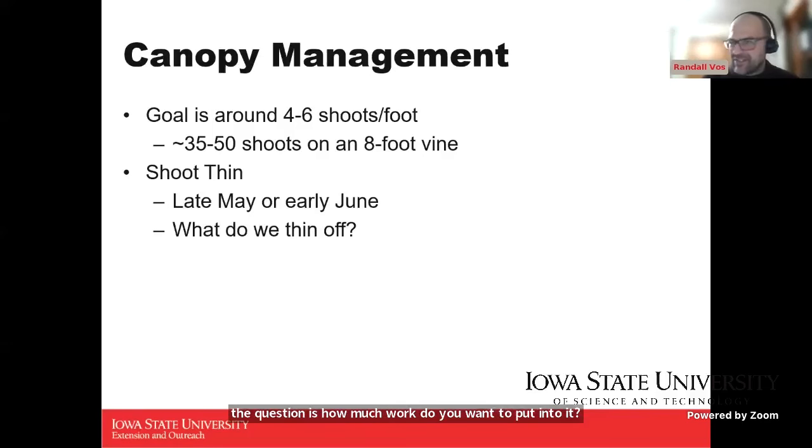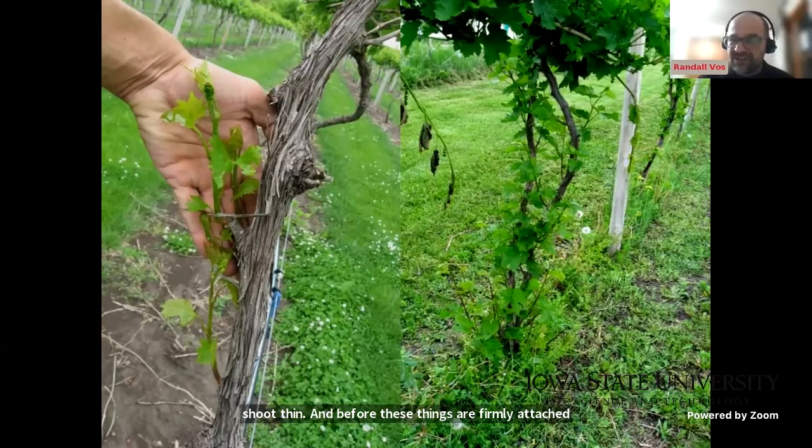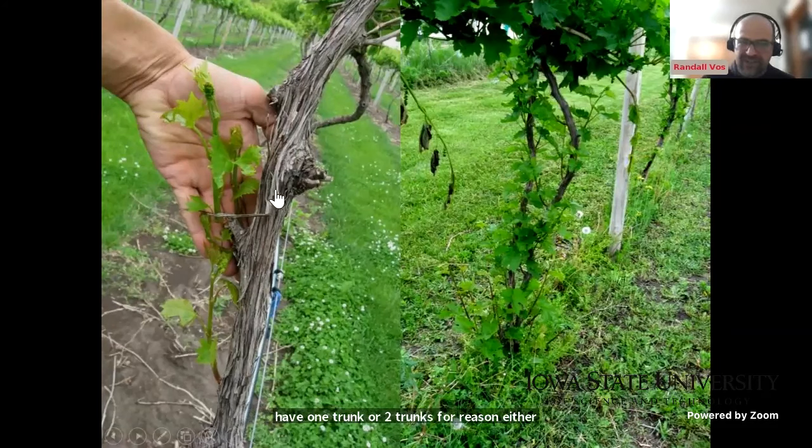It depends on the cultivar. Some you don't have to shoot thin at all, really. Others send out lots of extra shoots. We like to shoot thin before these things are firmly attached, and I don't want to have to use pruners to shoot thin. I like to shoot thin on the trunk, because we only have 1 trunk or 2 trunks for a reason. Either or, doesn't really matter too much.